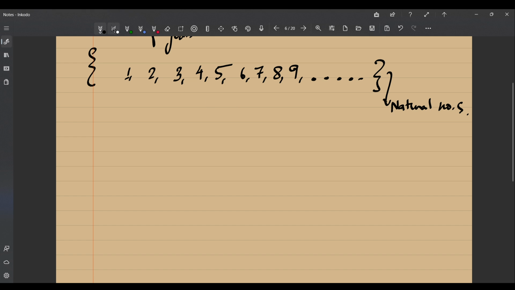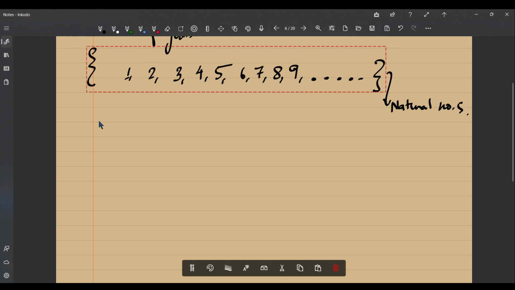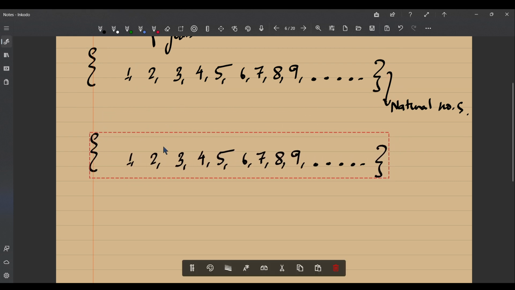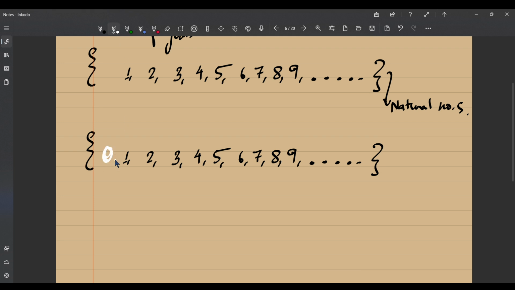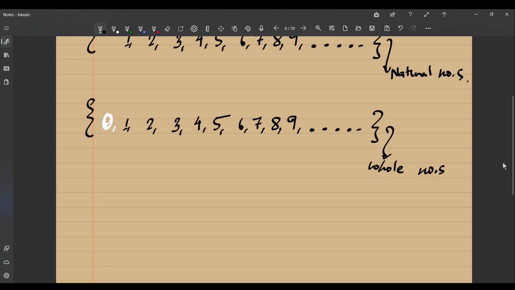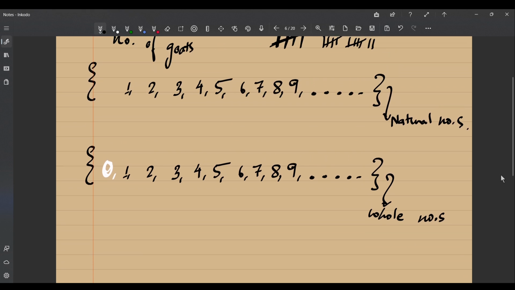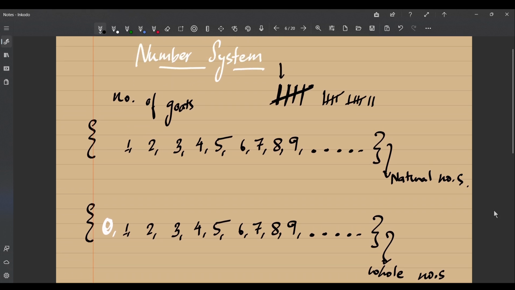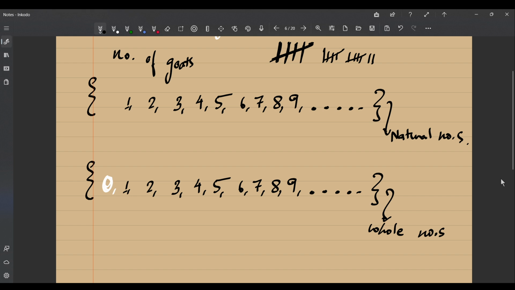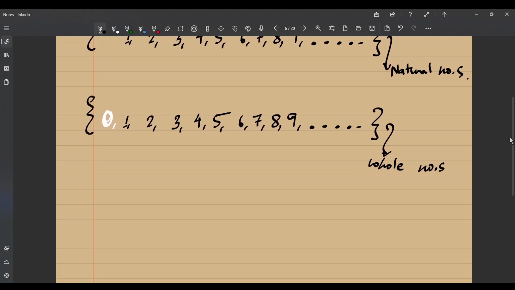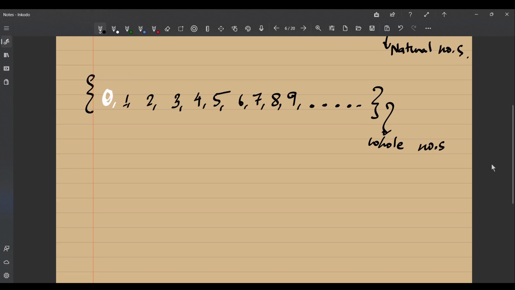And if you add a 0 to the same list, so if I add a 0, this would give me the collection of whole numbers. So we might be fairly used to all these numbers, but I just wanted to give you the terminologies for these and develop it further. Well, natural numbers and whole numbers, you don't need to be very specific about the naming, because in modern mathematics people often use them interchangeably, but if you have to make a distinction, this is the distinction.